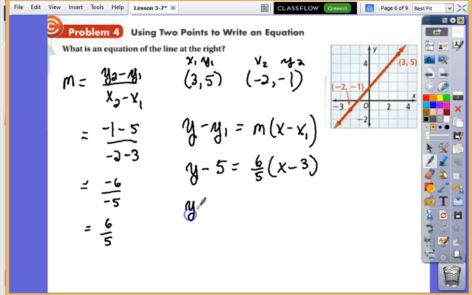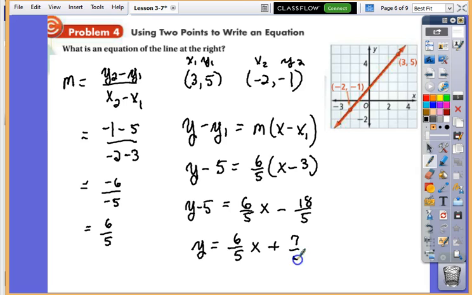So we've got y minus 5. When I distribute that nasty old fraction, that's going to give me 6/5 x minus 18/5. All right, then I add 5 to both sides. 5 is the same thing as 25/5. So a plus 25/5 and a minus 18/5 leaves me with a plus 7/5.